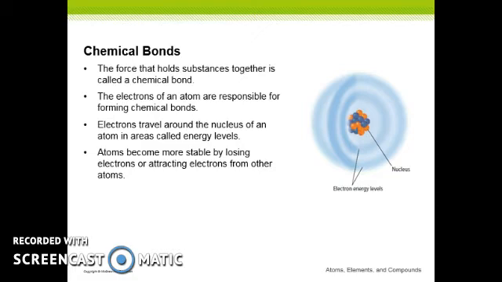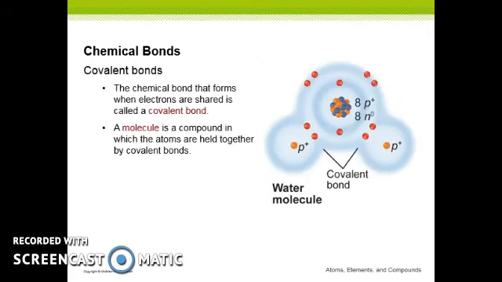Electrons travel around the nucleus of an atom in areas called energy levels. Atoms become more stable by losing electrons or attracting electrons from other atoms. One type of bond is a covalent bond, the chemical bond that forms when electrons are shared. A molecule is a compound in which the atoms are held together by covalent bonds. For example, the water molecule. Pages 152 and 153 are really great references for pictures.